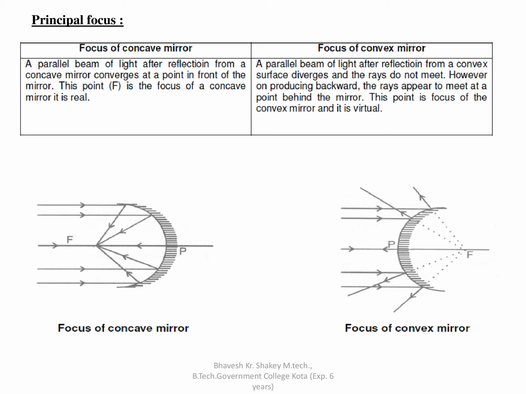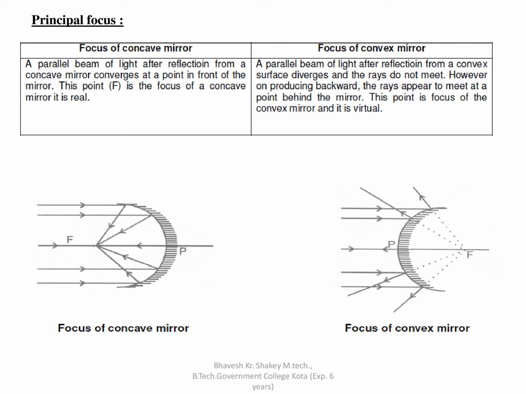So what is happening? You can see the light rays, these light rays are coming parallel to the principal axis. So when the light rays are coming parallel to the principal axis and they are incident on the reflecting surface of a concave mirror, after reflection they will meet at a point on the principal axis. The point where they are all converging, that point is what we call the principal focus. So in the first diagram, this is the principal focus of a concave mirror.